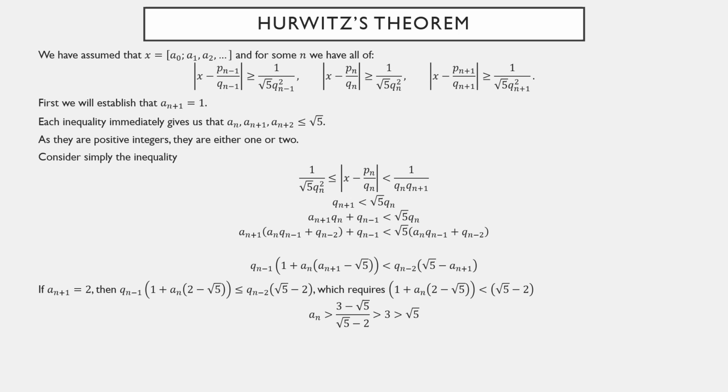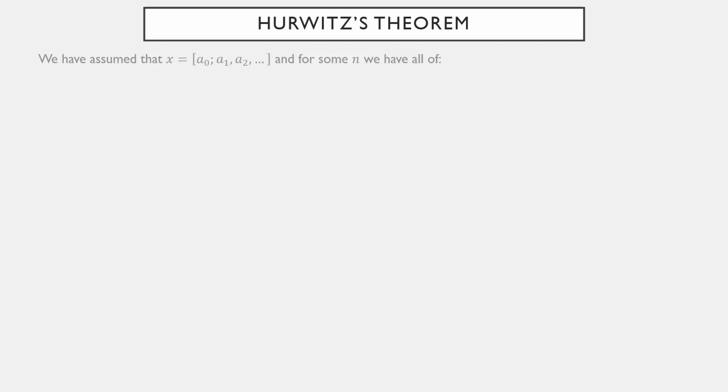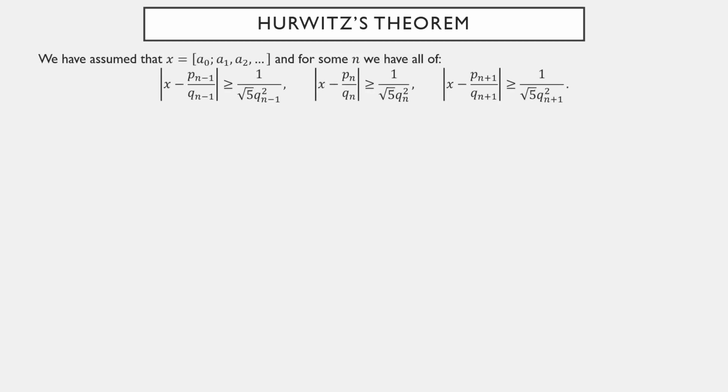If you manipulate this for the quantity an, noting that 2 minus root 5 is negative, so when you divide by it, you'll end up flipping some things around, this reduces to an is bigger than the quantity 3 minus root 5 over root 5 minus 2, which is larger than 3, which is definitely larger than root 5, contradicting our existing knowledge that an is less than or equal to root 5. So an plus 1 cannot equal 2, so it must equal 1. So we've assumed for our irrational x, we have 3 consecutive inequalities like this. This is to the contrary of Hurwitz's theorem, that these 3 consecutive convergents failed to be less than 1 over root 5 times the denominator squared.